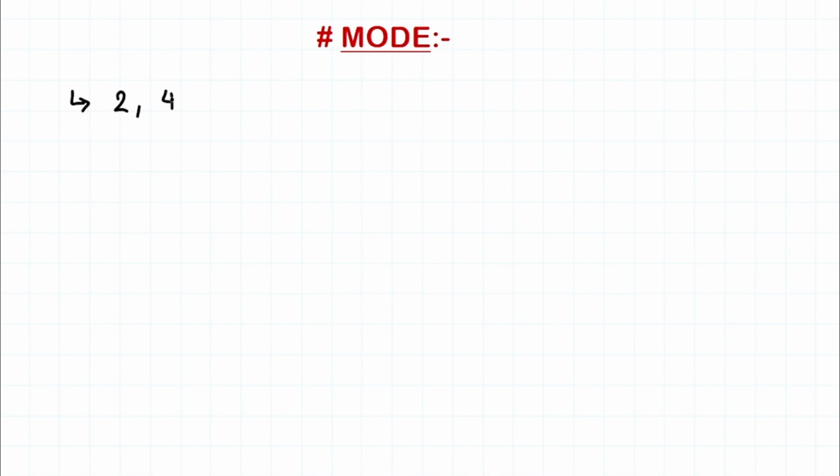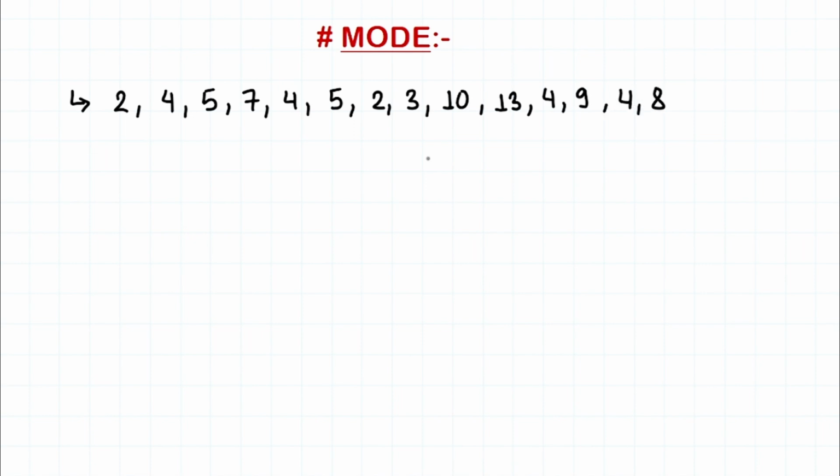So let's say we have 2, 4, 5, 7, 4, 5, 2, 3, 10, 13, 4, 9, 4, 8. So when you look at this data, the most repeating item in our data is our 4, okay? So there is 4 here, there is 4 there, there is 4 there, and there is 4 there. And the 4 repeats 4 times, right? There is 5 as well, but it just repeats 2 times, okay? So the item which is most repeating is our 4, right?